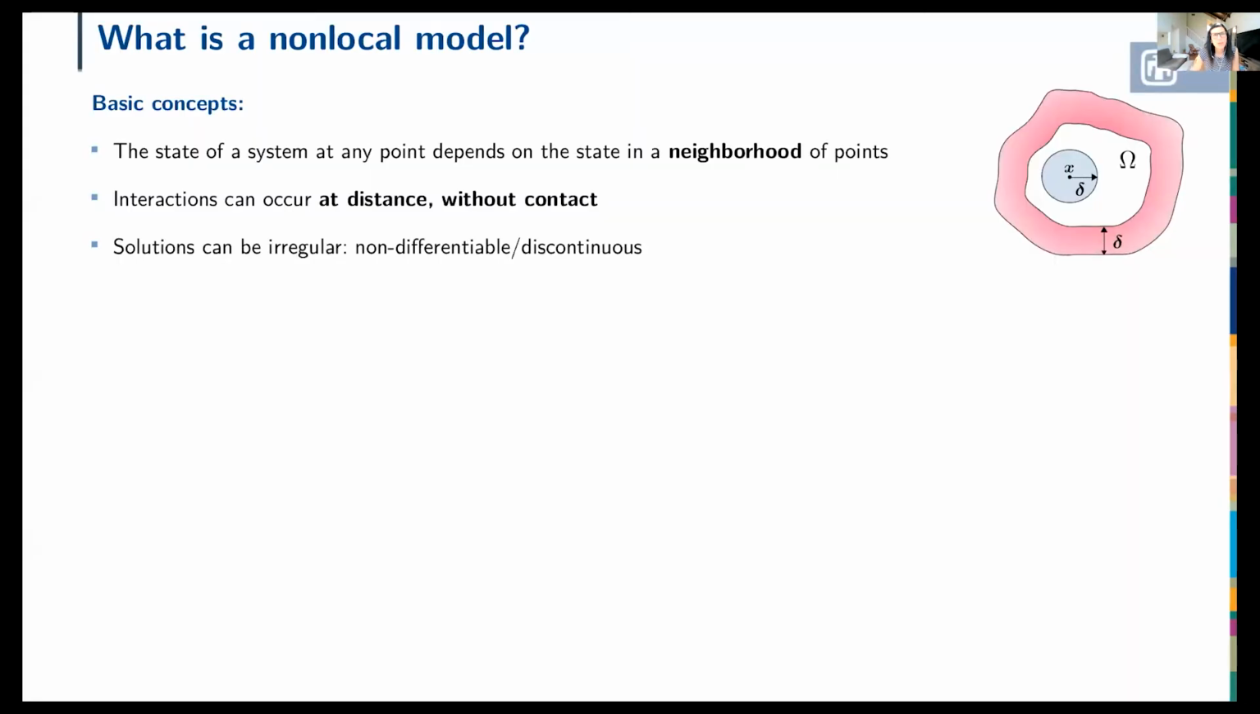So a non-local or integral model is a description where the state of a system at a point in space and time depends on a neighborhood of points. So interactions can occur at distance and without contact, as you can see from this picture. Solutions of these models can be irregular. They don't have to be differentiable. They can be discontinuous. They can be pretty nasty solutions.